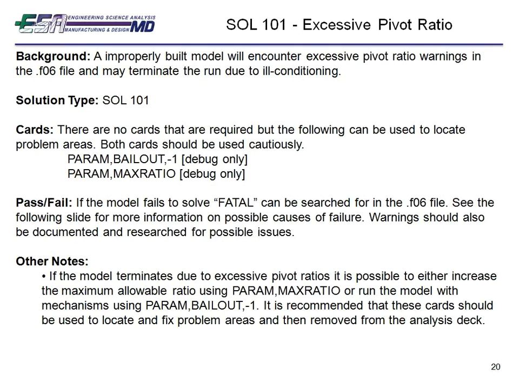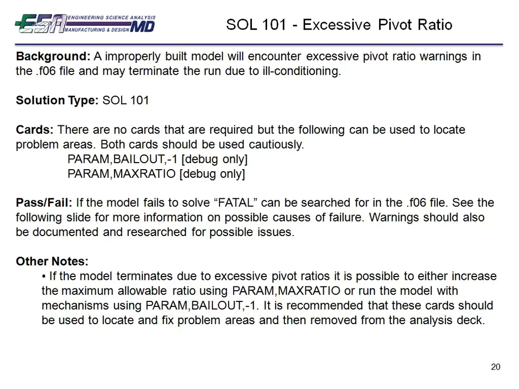So, excessive pivot ratios, or the max factor to diagonal ratio, is calculated in Solution 101 by default. So it will be outputted in the F06 for both the 1G inertial loads and the enforced displacements that you apply. And an improperly built model will encounter excessive pivot ratio warnings in the F06 due to ill conditioning of the global stiffness matrix.